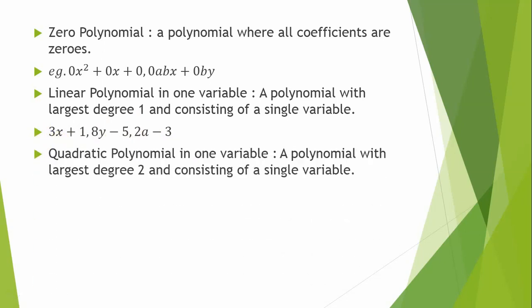Let's talk about quadratic polynomials in one variable. So a polynomial with the largest degree as 2 and consisting of a single variable is known as a quadratic polynomial in one variable. Examples would be 3x squared plus 4x plus 1, 8y squared minus 5, and 2a squared plus a. So here the degree would be 2, no powers greater than 2 for any of the variables. Here also the same, and here also the same.